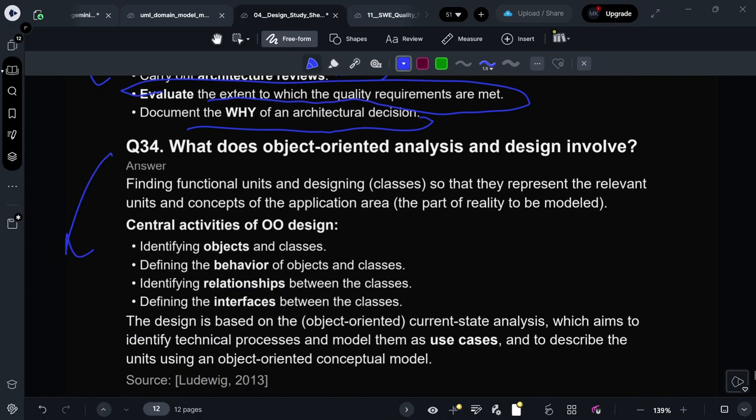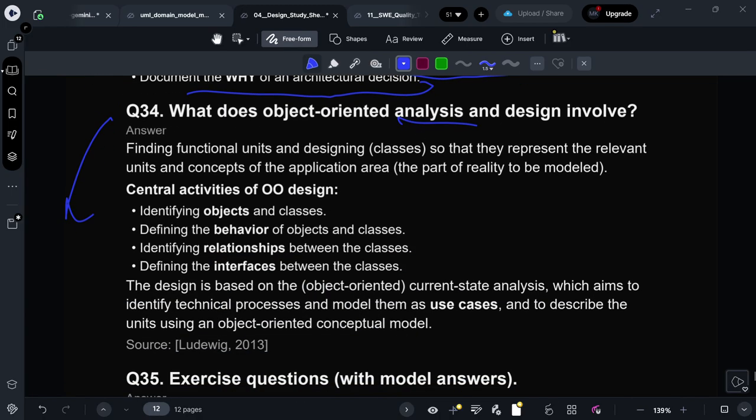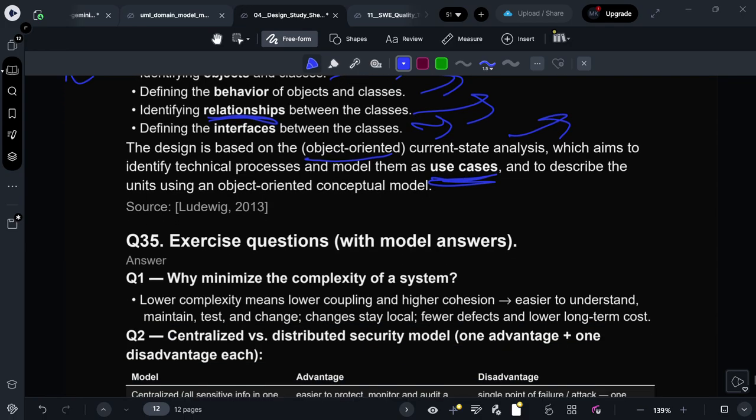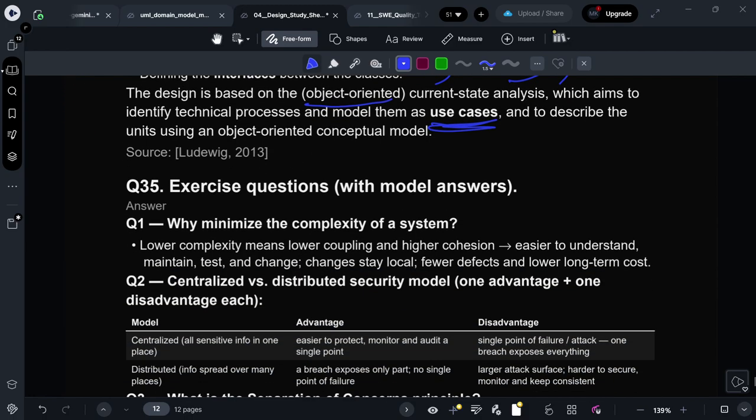Then we have what does object-oriented analysis and design involve. It involves finding functional units and designing classes so that they represent the relevant units and concepts of the application area, the part of reality to be modeled. And then we have the central activities of OO design: identifying objects and classes, defining the behavior of objects and classes, identifying relationships between the classes, and defining the interfaces between the classes. The design is based on the object-oriented current state analysis, which aims to identify technical processes and model them as use cases, and to describe the units using an object-oriented conceptual model.